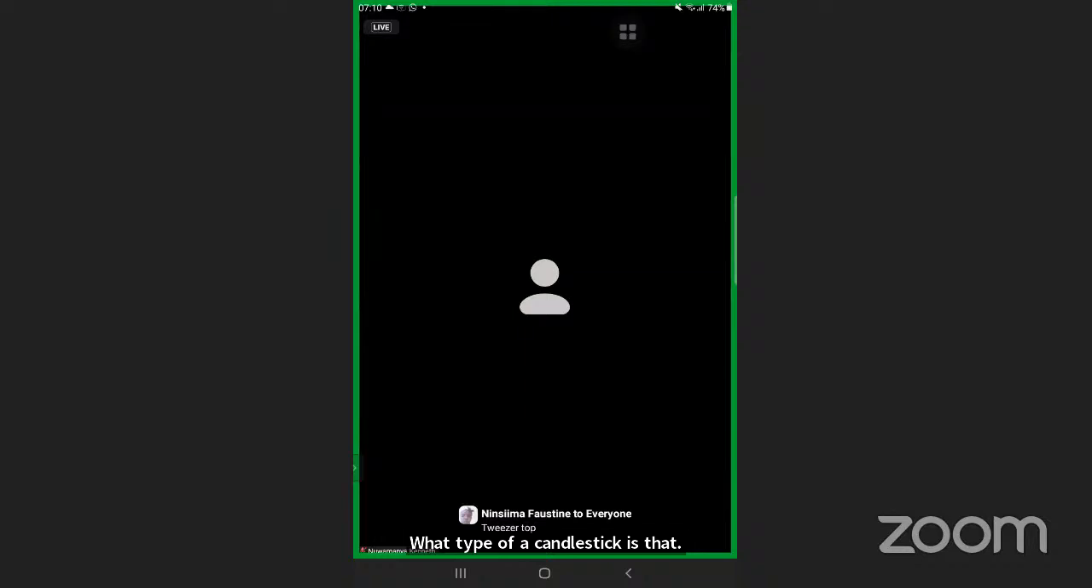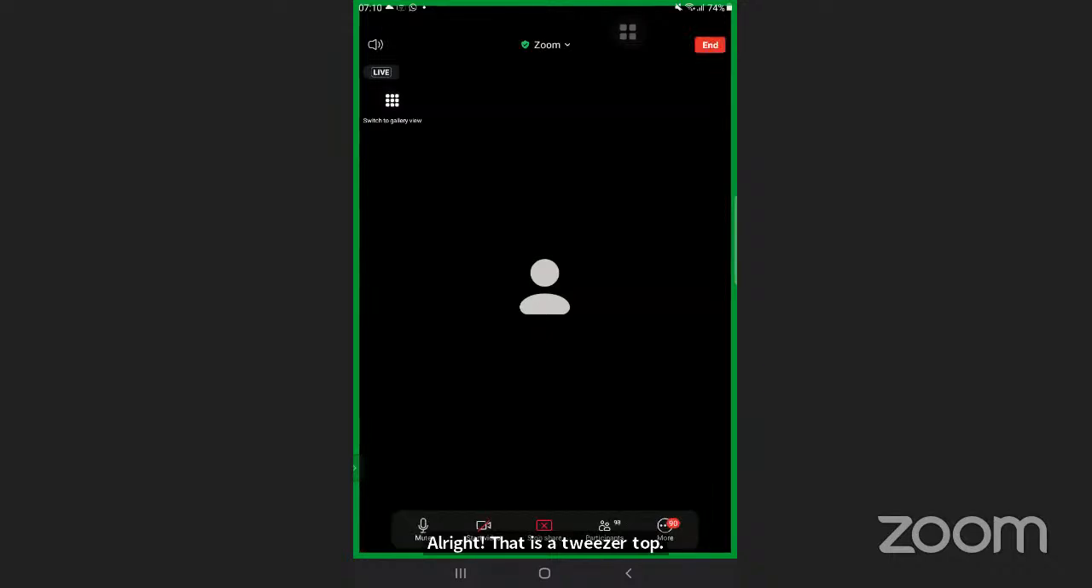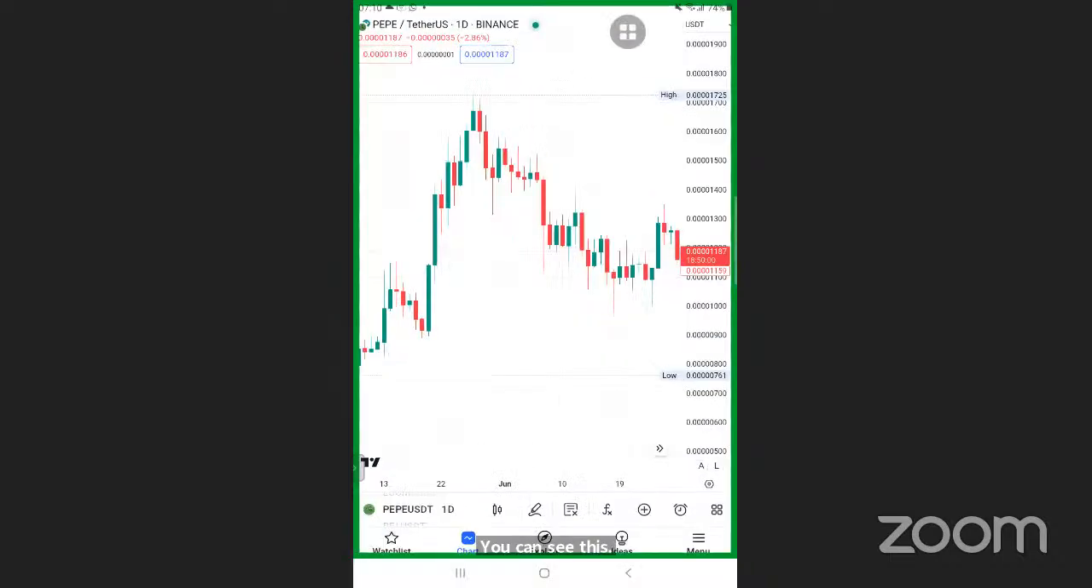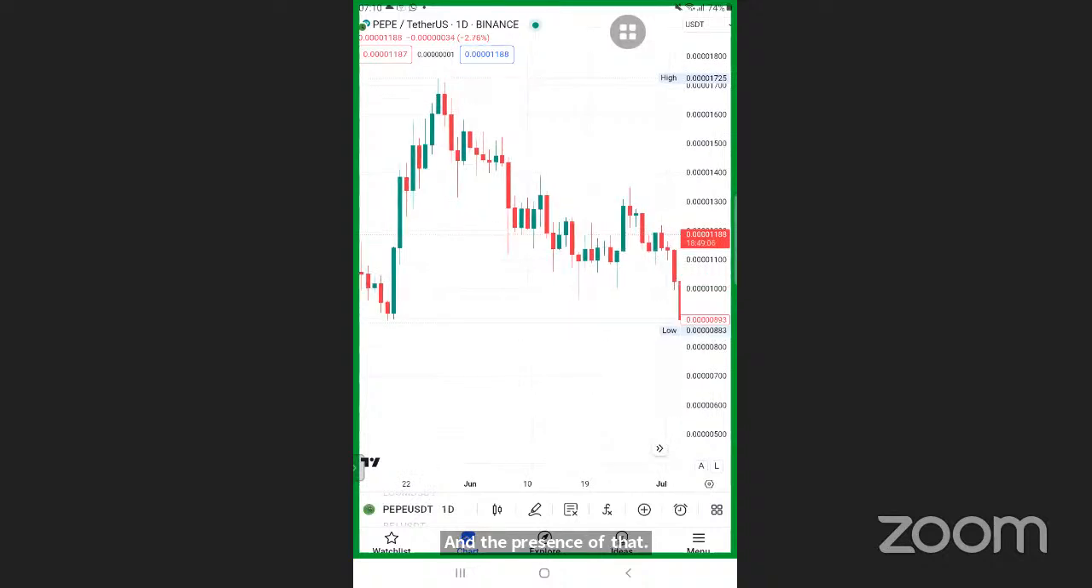I'm very glad that some have been following. They are able to know that that is a tweezer top. Yes, that is a tweezer top. All right. So you can see the significance of a tweezer top: when the market went high up there and the tweezer top appeared, then we saw the market reverse.